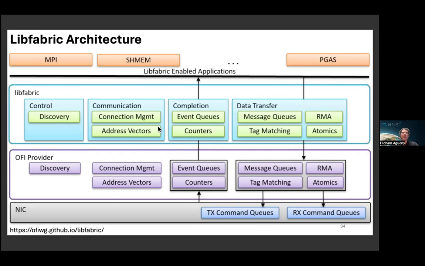Yes, go ahead. I was thinking about the OmniPath. Okay, UCX does have OmniPath support, but I'm not sure really about libfabric. This is something I have to think about. Thanks for the question. So back to the architecture of libfabric.